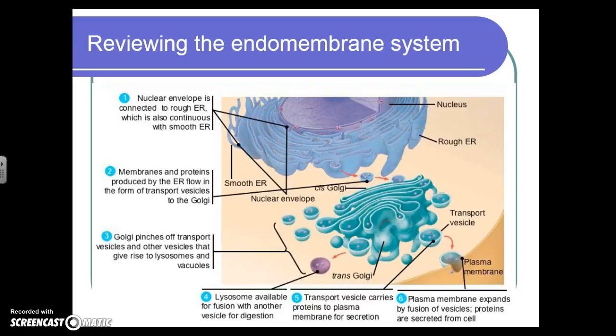So reviewing the endomembrane system, all the membrane-bound sacs that go through: the nuclear envelope is a membrane-bound system, the ERs are membrane-bound, the vesicles are membrane-bound, the Golgi bodies are membrane-bound, the plasma membrane is membrane-bound. All of those are surrounded by those phospholipid bilayers.